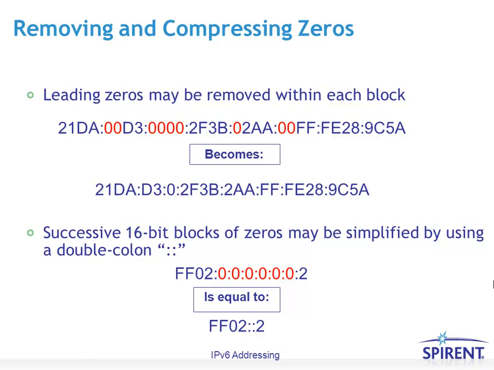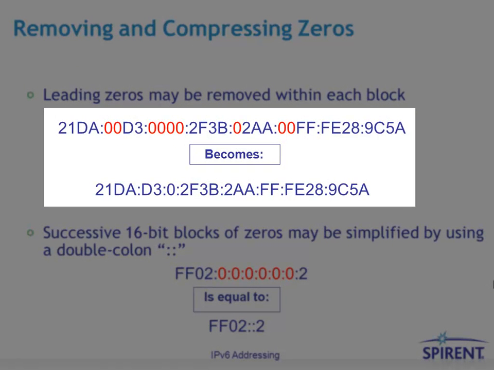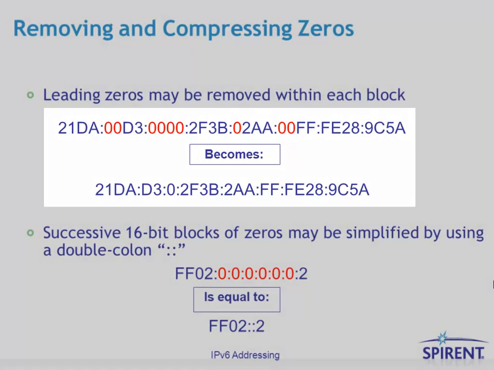So the next step in making the IPv6 addresses a little bit easier to work with and view for us human beings is a concept of being able to remove or compress zero spaces in the 16-bit blocks that I mentioned before. So as you can see, leading zeros can be omitted. A block of all zeros can be represented with a 0. So as you can see, the top address that starts with 21DA has got reduced in size. Instead of 00D3, it's just D3. Instead of four zeros, we can represent that with just one zero. The zero before the 2AA has been omitted as well. The two zeros before FF have been omitted as well.